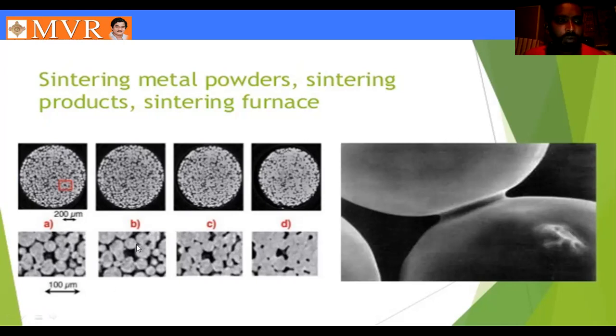So from B onwards, the bonding will be starting. From C onwards we can see 90% bonding, and from D onwards we can say 100% bonding. So how will this bonding happen?